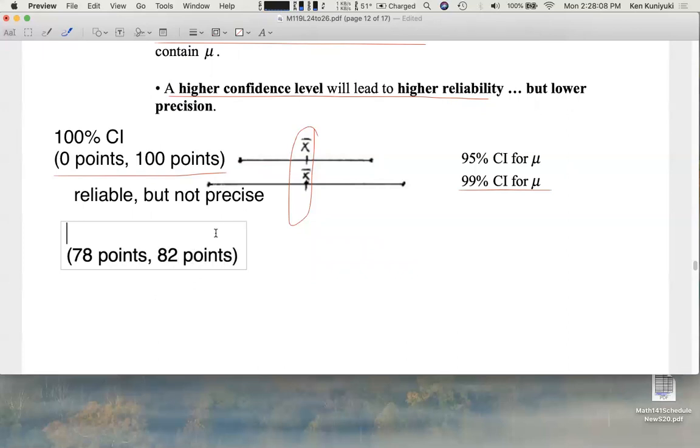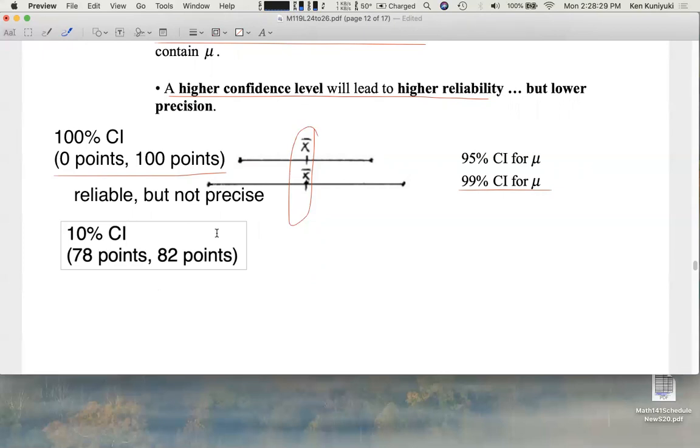And you go, wow, that's pretty precise. I feel very good about my knowledge about how I did on this test. You're telling me I scored between 78 points and 82 points. How sure are you? It's that Who Wants to Be a Millionaire question. How sure are you? And I tell you, I'm 10% sure. I'm giving you a 10% confidence interval.